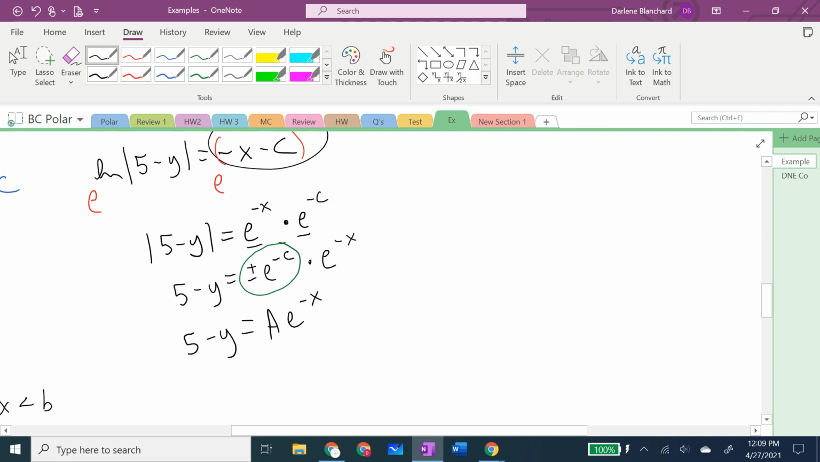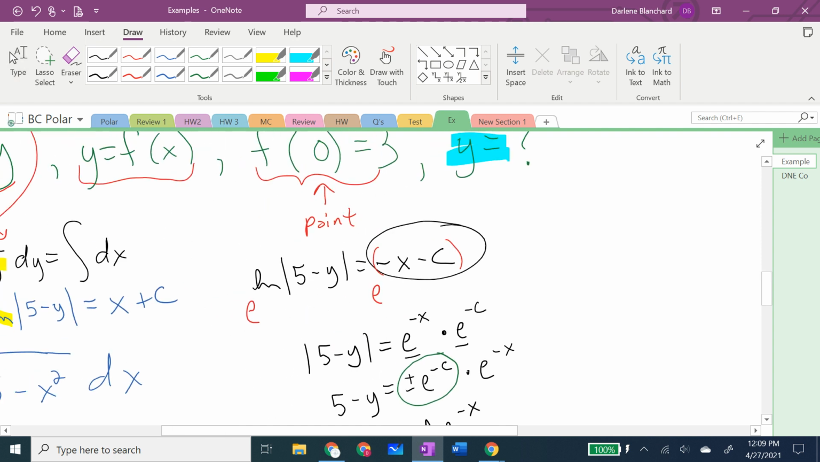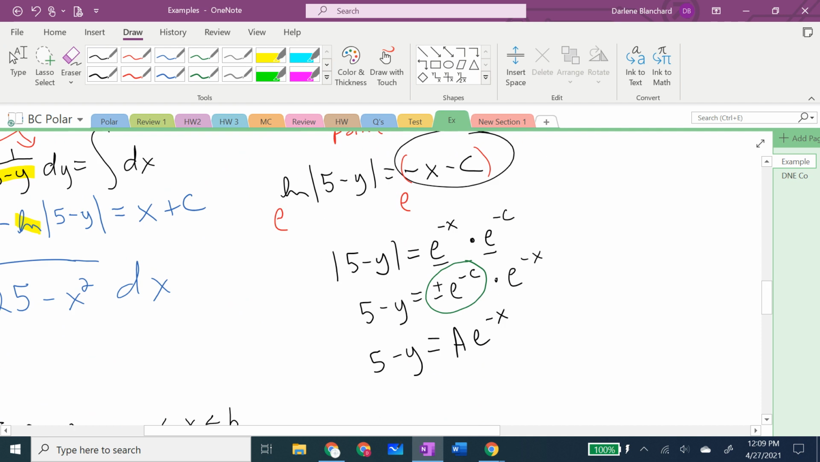And once you do that, that is a good time to find your unknown constant. So I'm going to go back and find it. f of 0 is equal to 3.